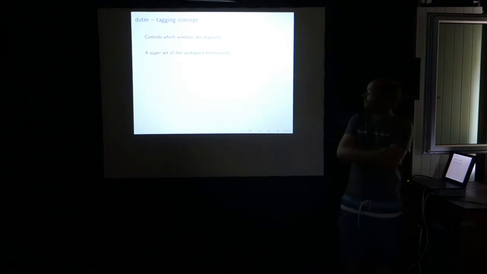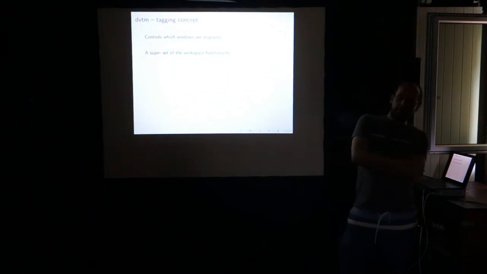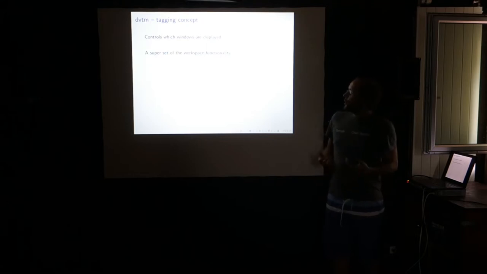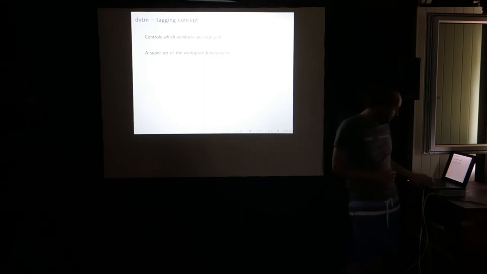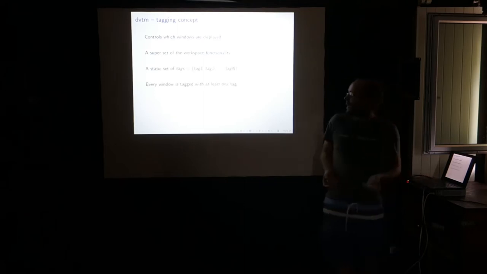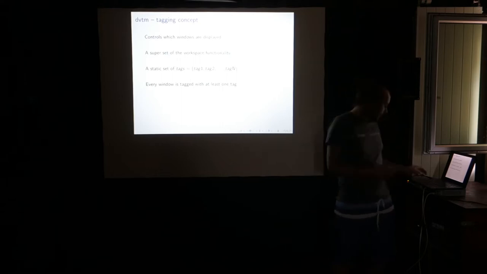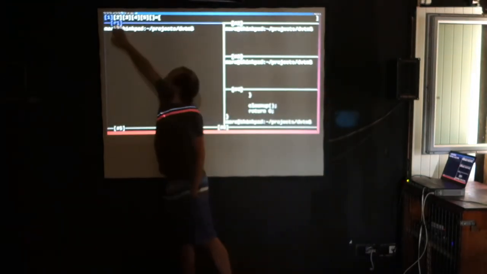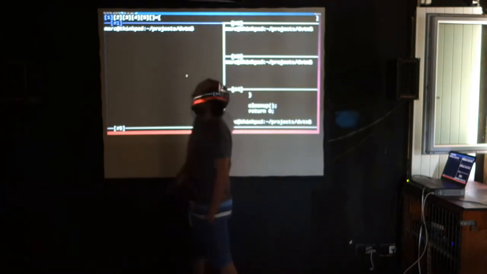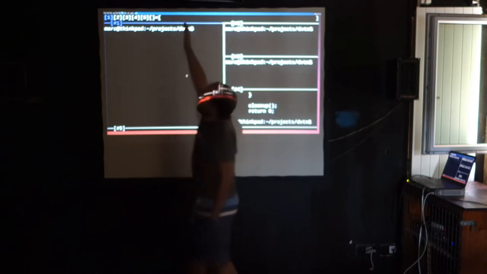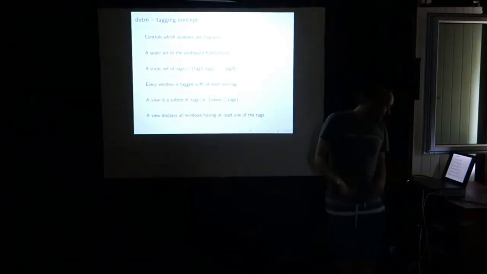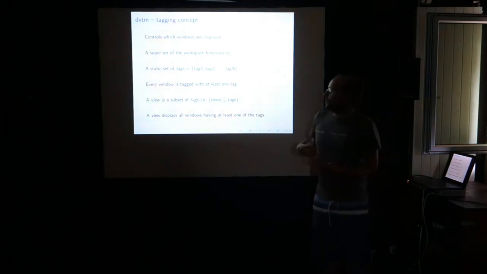The tagging concept is again the same as in DWM, but I think that's something which is misunderstood a lot. As we will see, it's kind of a superset of the workspace functionality, but it can be more powerful. So we have a static set of tags, and every window must be tagged with at least one tag. And if we go back here, the tags by default are just the numbers 1 through 5 above. Again, you can change them to IRC, mail, the lock, whatever. And then a view is always a subset of the tags, so you can select some tags which you want to display.